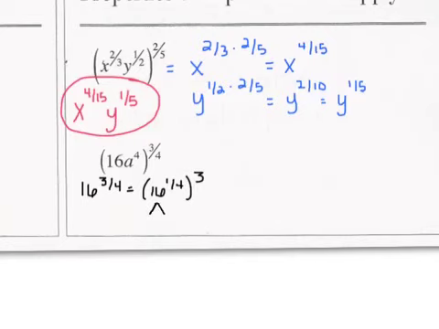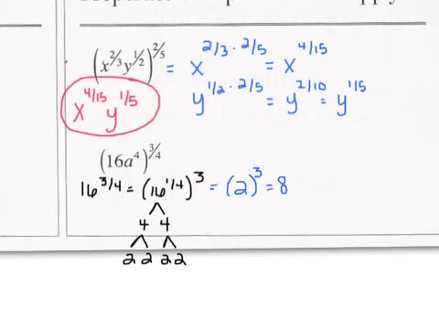16 is 4 and 4, and then 2 and 2. Okay, so if I split 16 into 4 equal factors, my 4 equal factors are all 2's. Okay, so this would now become 2 to the 3rd power, and 2 to the 3rd power is equal to 8. Okay, so 16 to the power of 3/4 gives you 8. Then I'm going to work with this a.